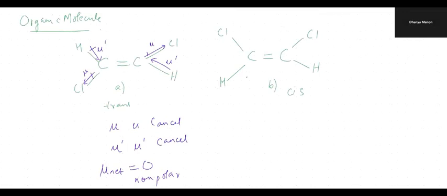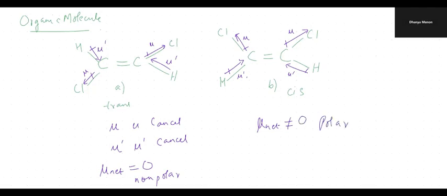Okay. Now, in case of cis, I draw the dipole from carbon to chlorine, from carbon to chlorine. This is mu, this is mu. And for hydrogen to carbon, hydrogen to carbon, this is mu dash and mu dash. Here you can see that the dipoles are not getting cancelled. So there is a net dipole. It is not equal to 0. So therefore it is polar.